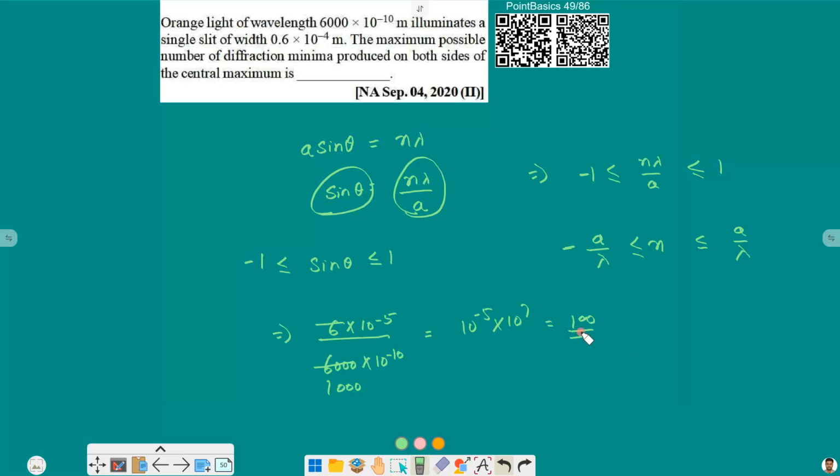Now we know that at the center there is only a maxima, there is no minima at the center. So actually we will get only 99 minima on one side and 99 minima on the other side. So in total this will give us 198 minima. So the total number of minima will be 198 here.